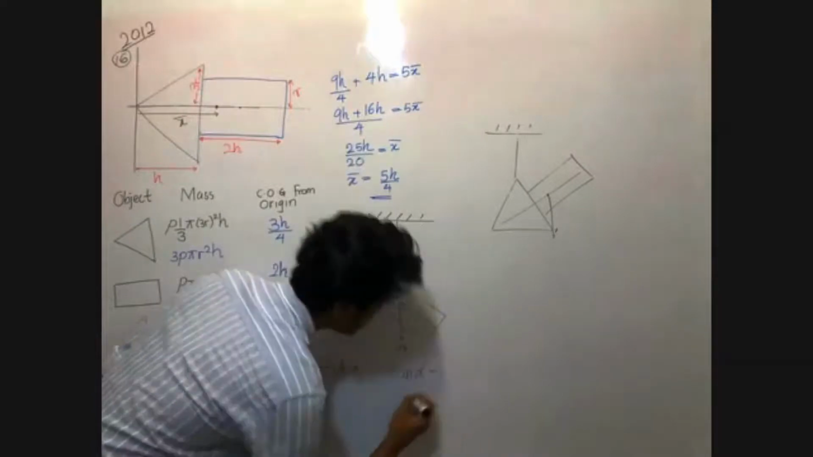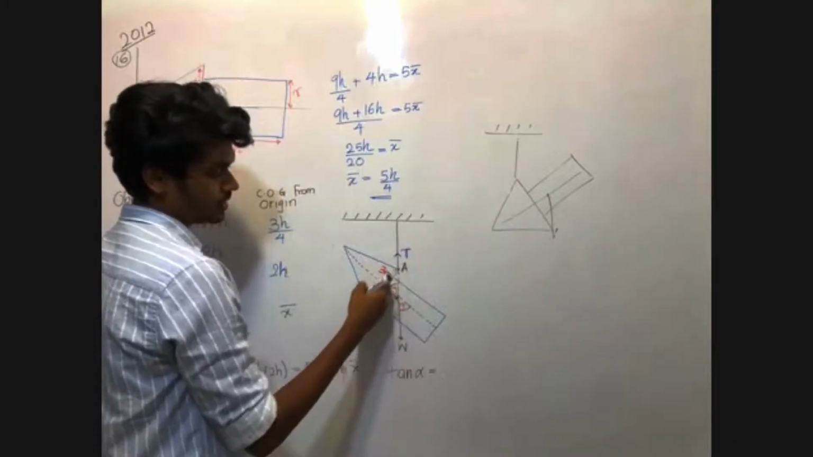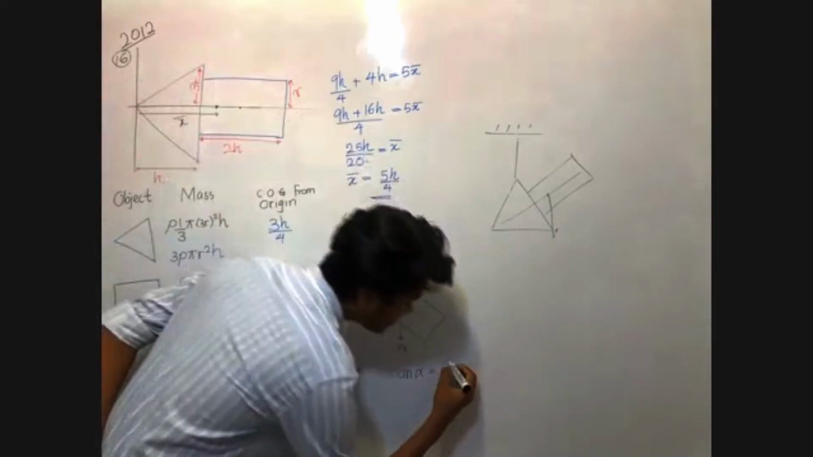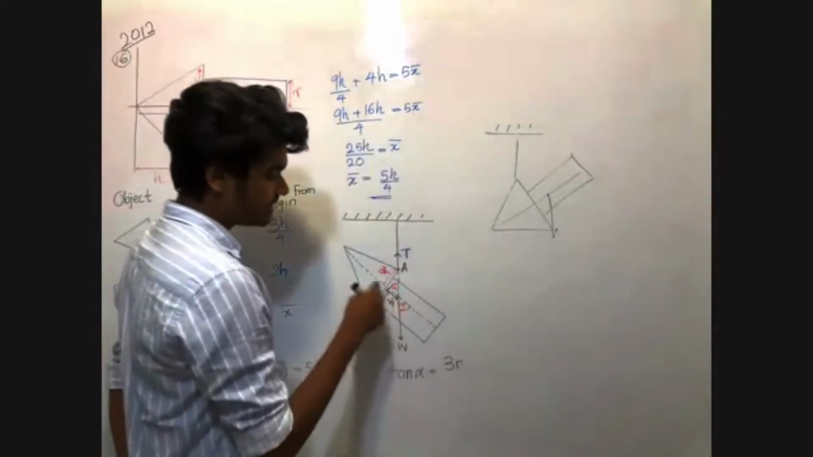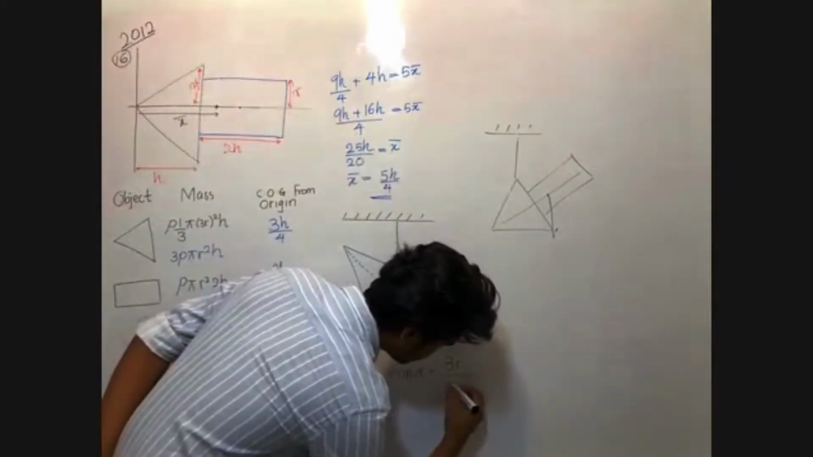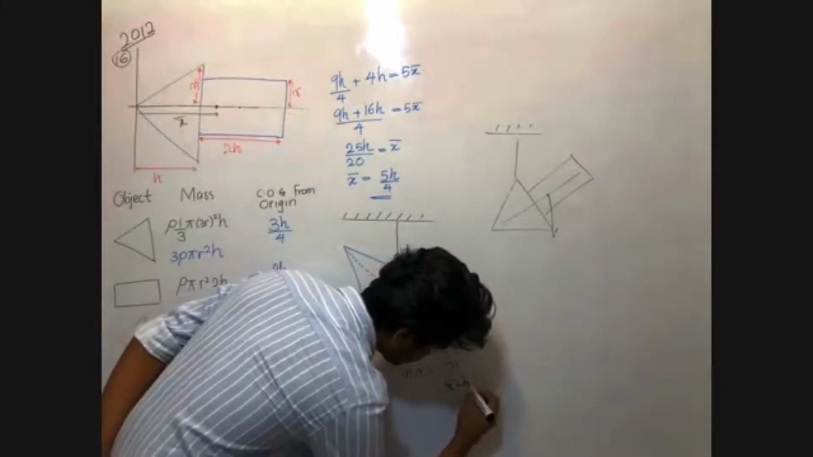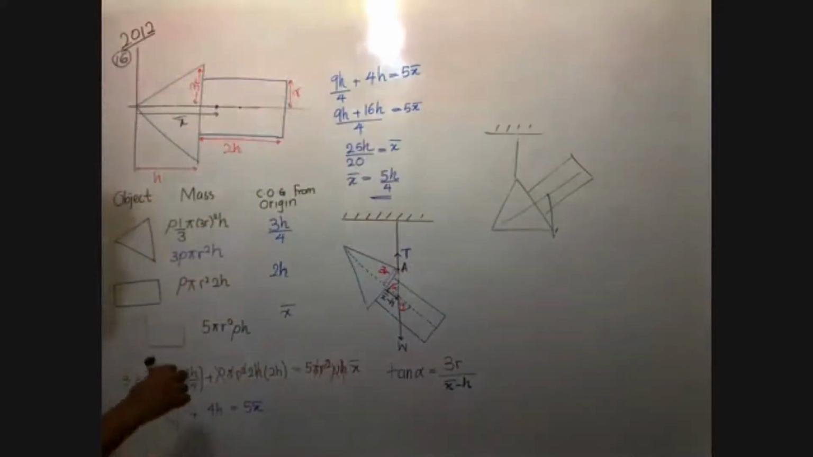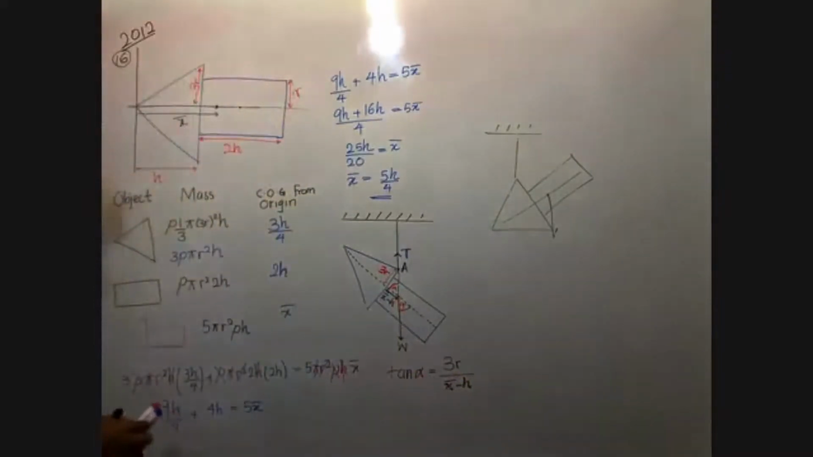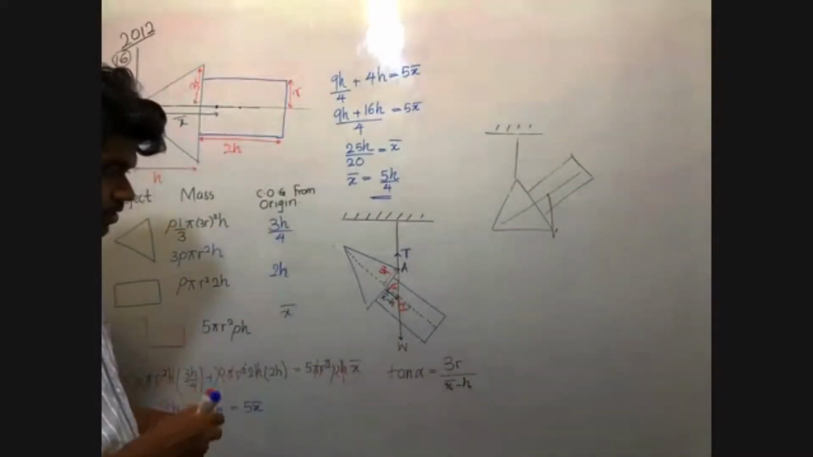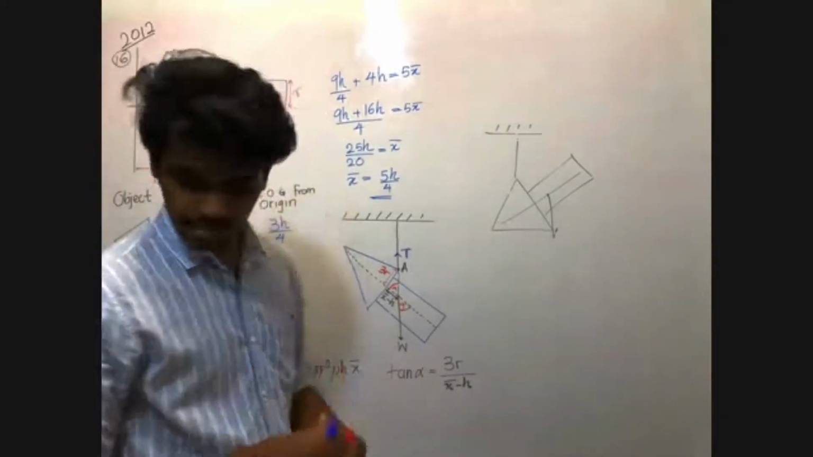So you can write tan alpha is equal to what? Consider this triangle. Tan alpha: opposite is 3R, adjacent is x bar minus h. So, yes, let's simplify that.